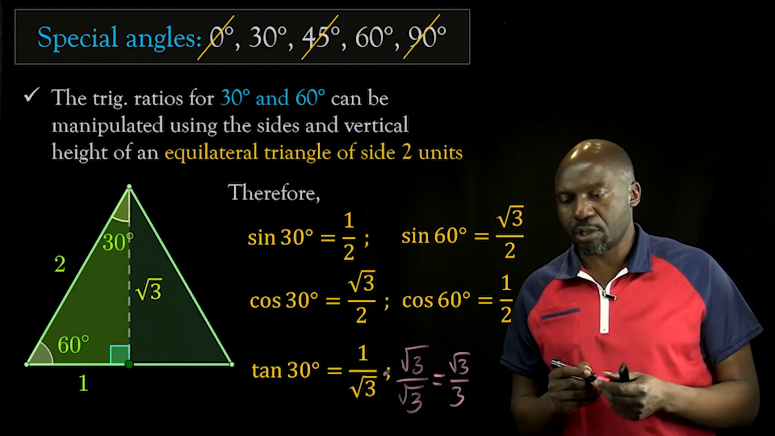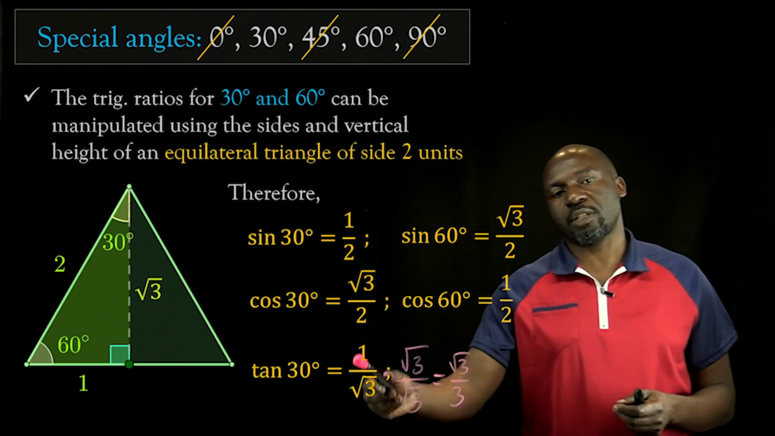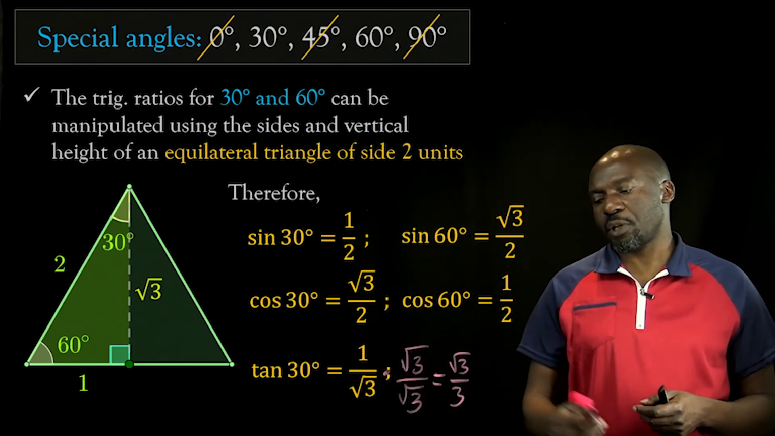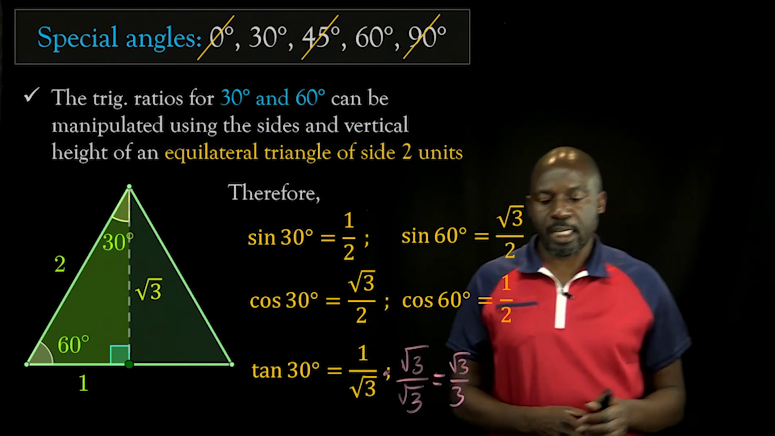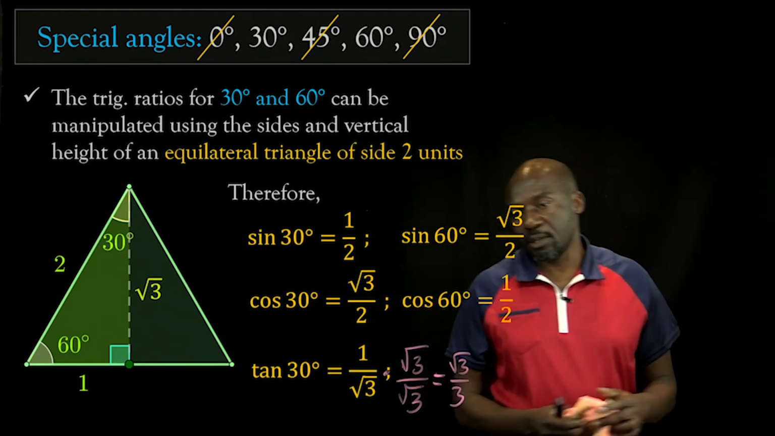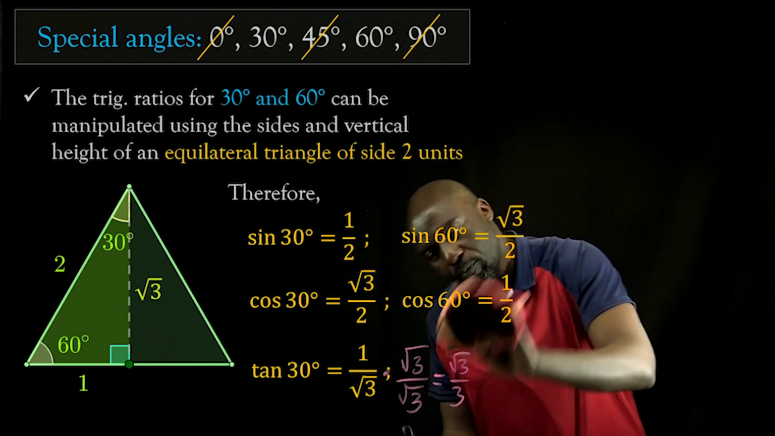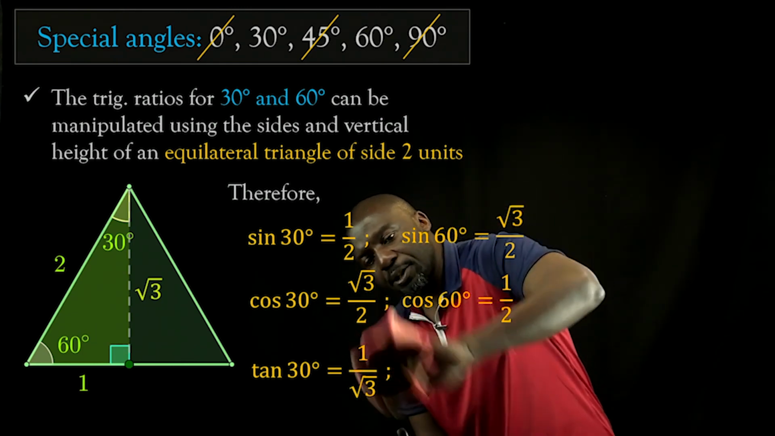So the tangent of 30 can be expressed as 1 over root 3, or we can express it as root 3 over 3. This is better, again, because we have rationalized the denominator. It is easier to work that in subsequent calculations. Right, that is tangent of 30.